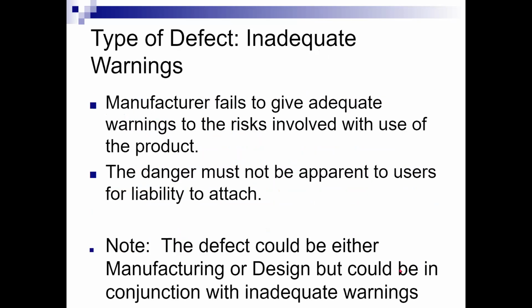Type of defect: inadequate warnings. The manufacturer fails to give adequate warnings of the risk involved with use of the product. The danger must be apparent to users for liability to attach. Note: it would be either manufacturing or design, but could be in conjunction with warnings.